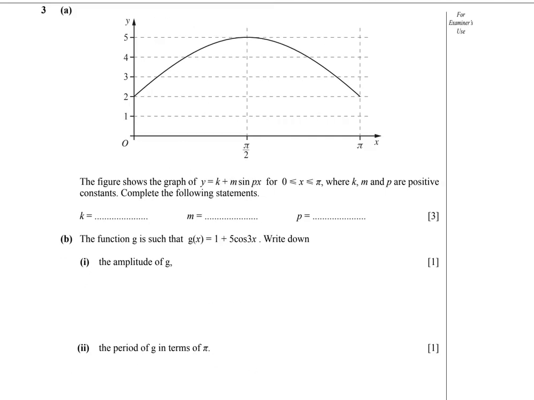Question 3a. Here in the picture, a half cycle of a sine curve is drawn and the equation of the curve is y equals k plus m sin px. We have to find the value of k, which is our line of oscillation of the curve, the value of m, which is our amplitude of the curve, and the value of p, which is the coefficient of x, which usually modifies the frequency of the curve. Now let's begin.